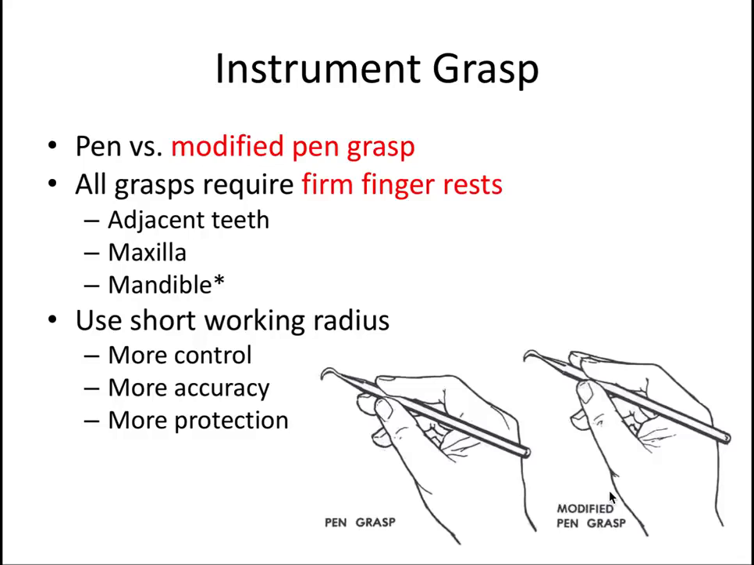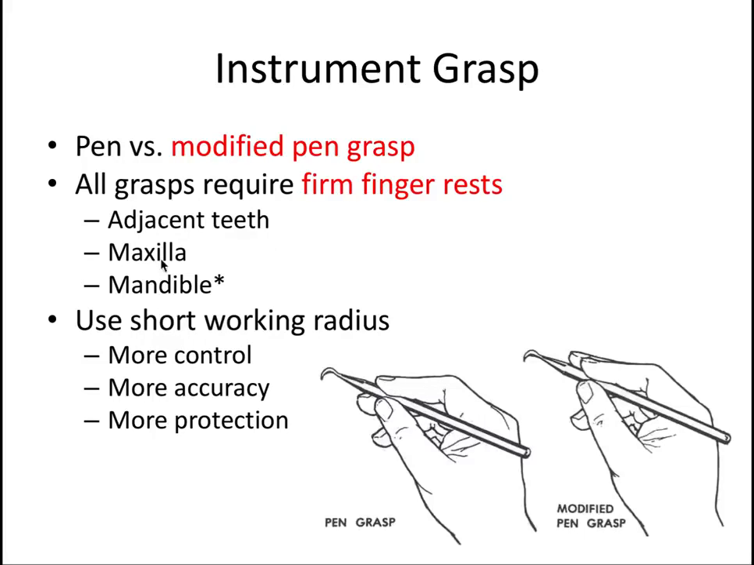And then we have the modified pen grasp, which is my personal favorite and what's taught in many dental schools. This is where you add the middle finger to grabbing the instrument directly. And so the instrument then rests on your ring finger, which provides additional control. Now having 3 fingers instead of just 2 provides additional control for fine motor function. And then you can use your ring finger and your pinky finger together as a finger rest.